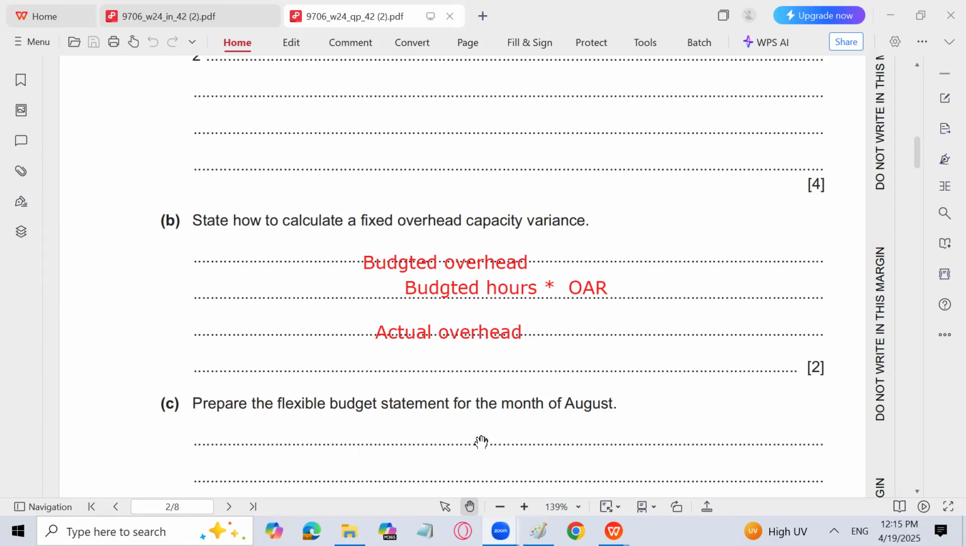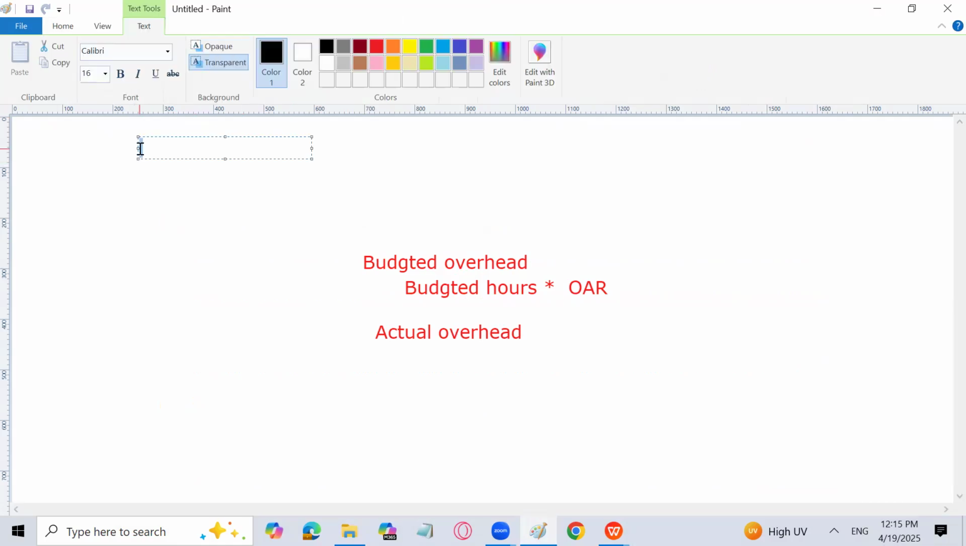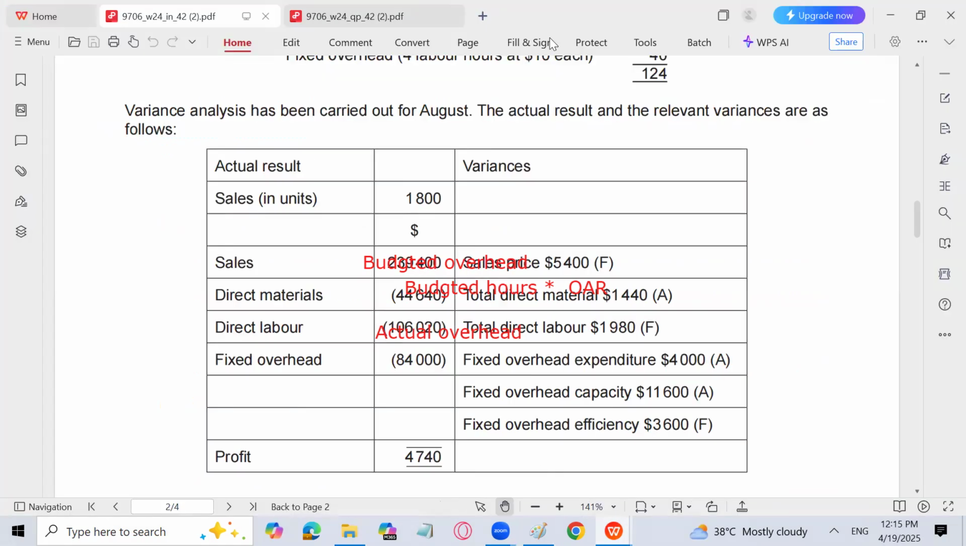Second, prepare the flexible budget statement for the month of August. So let's prepare that. In the flexible budget statement you will use actual units, but with the standard cost. So actual units are going to be used, but we are going to use the standard cost. So let's talk about the sales first. I will move back to the question.